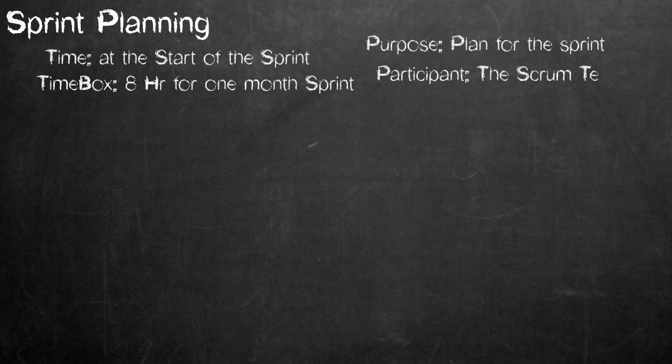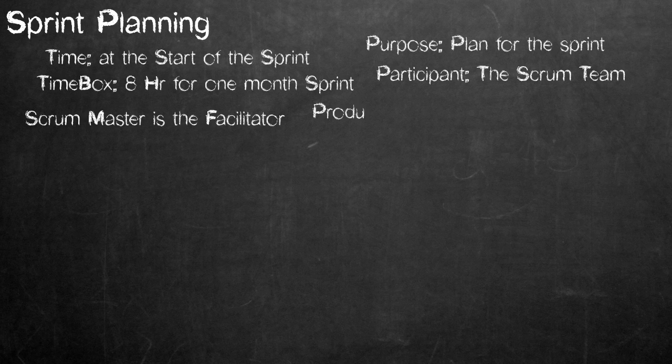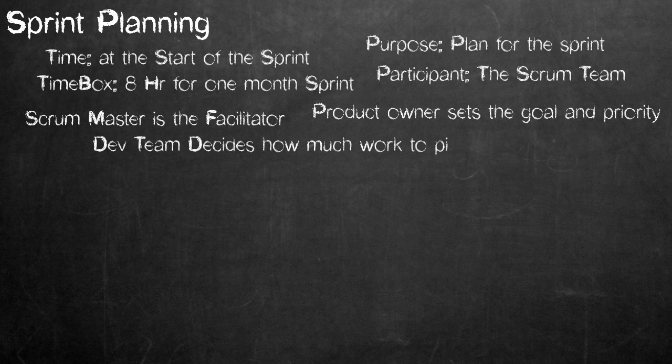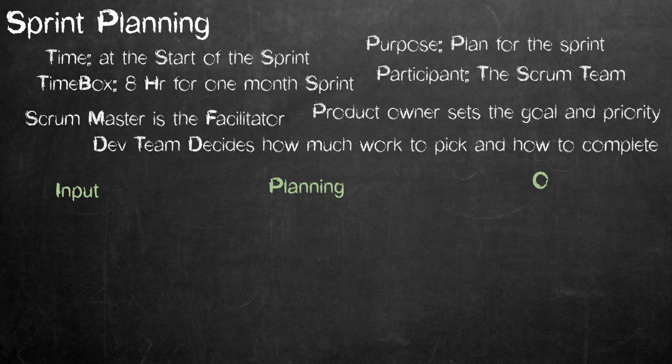In this event, the entire Scrum team collaborates on understanding the work of the sprint. The Scrum Master ensures that the event takes place and the attendees understand its purpose. The Scrum Master teaches the Scrum team to keep it within the time box. The product owner discusses the objective that the sprint should achieve, and the development team can assess what it can accomplish over the upcoming sprint. The sprint planning has some input, based on what the planning is made from, and at the end of the meeting there is some output of the meeting.